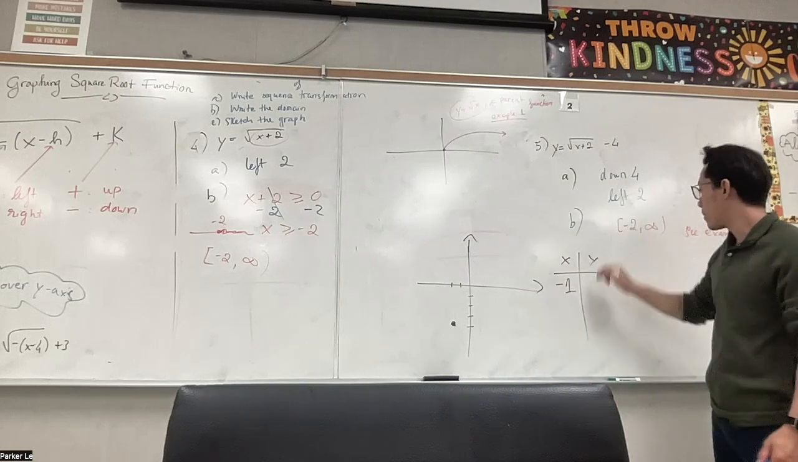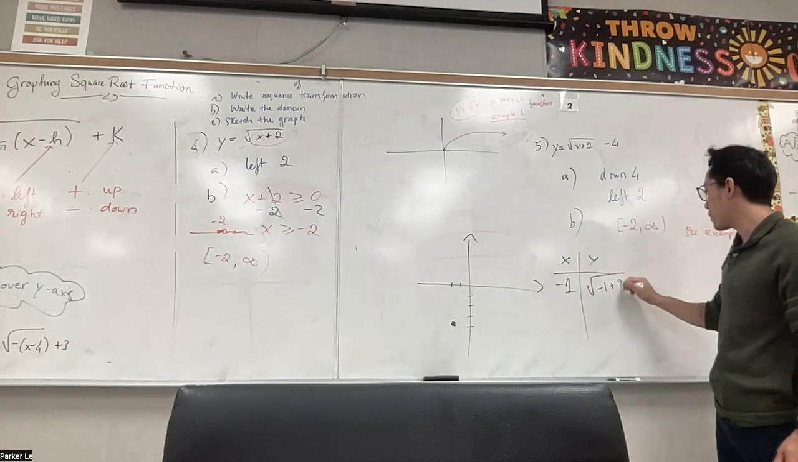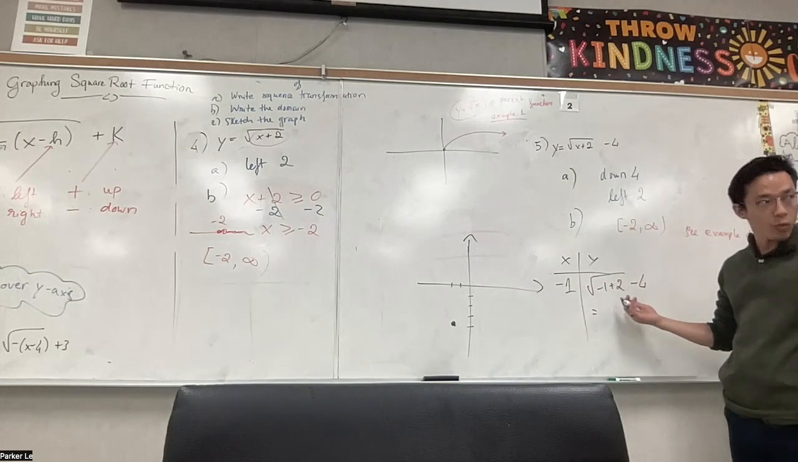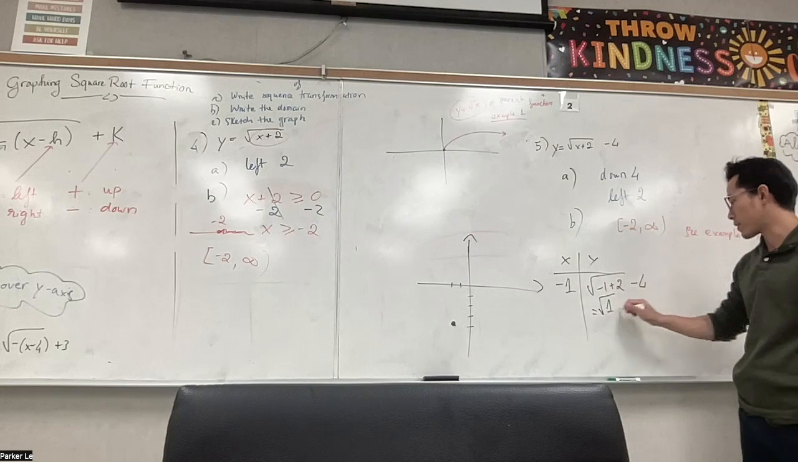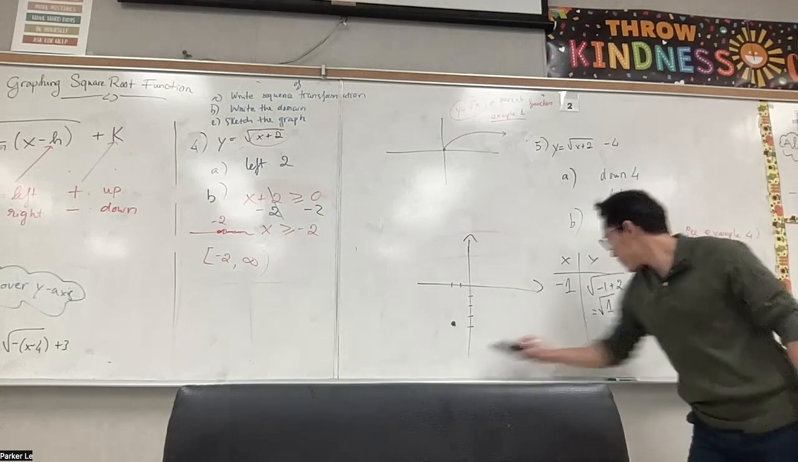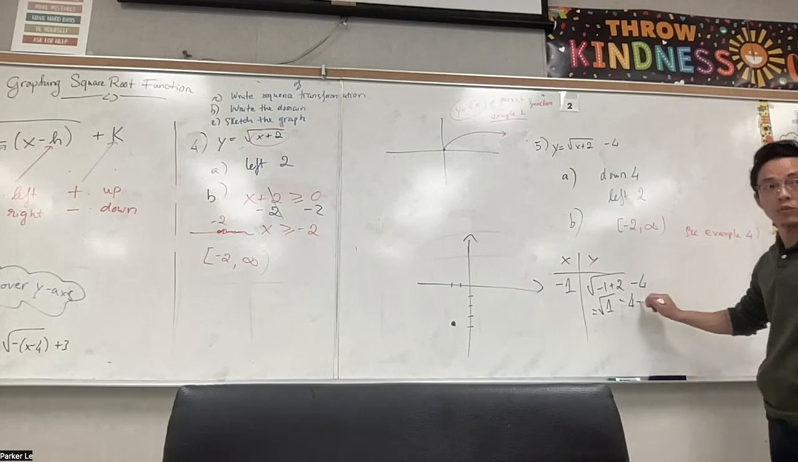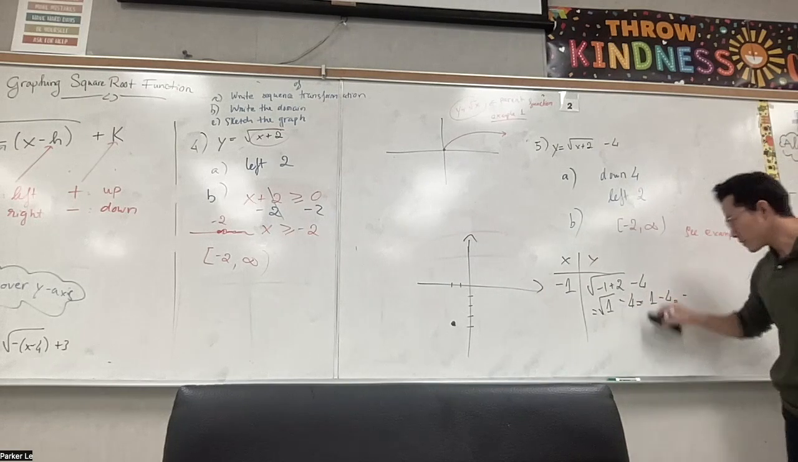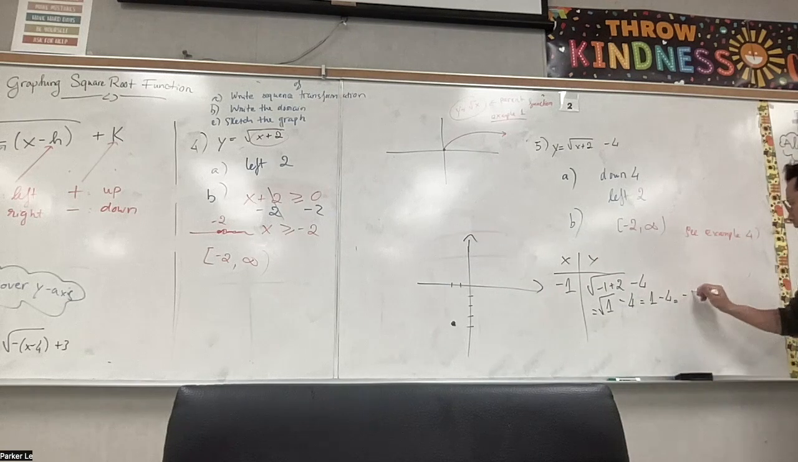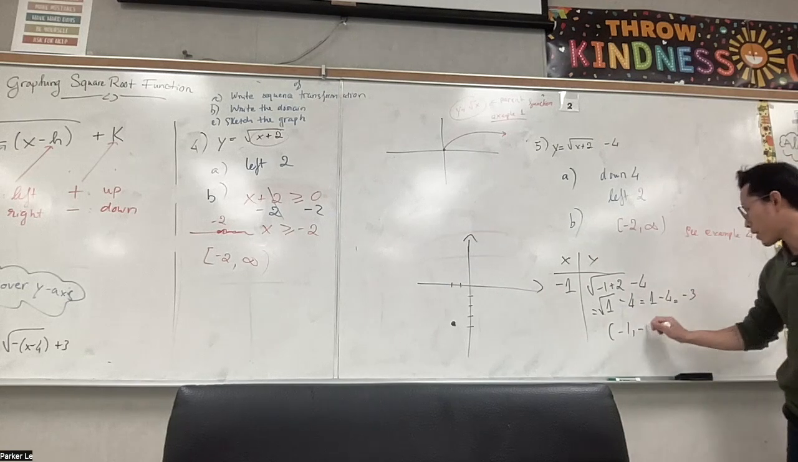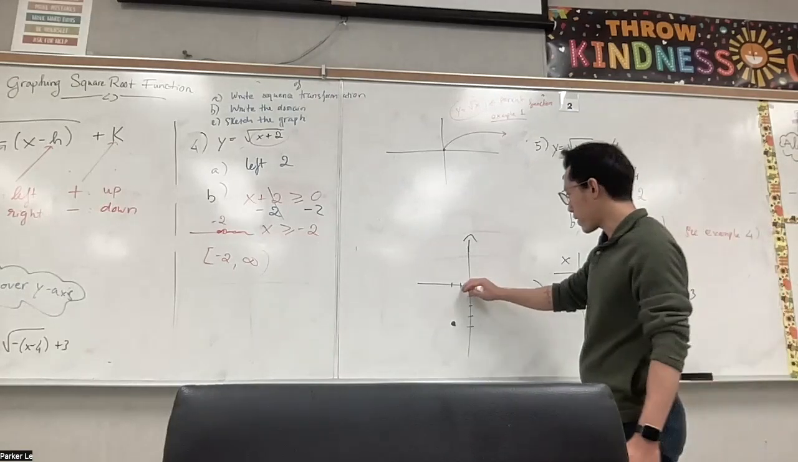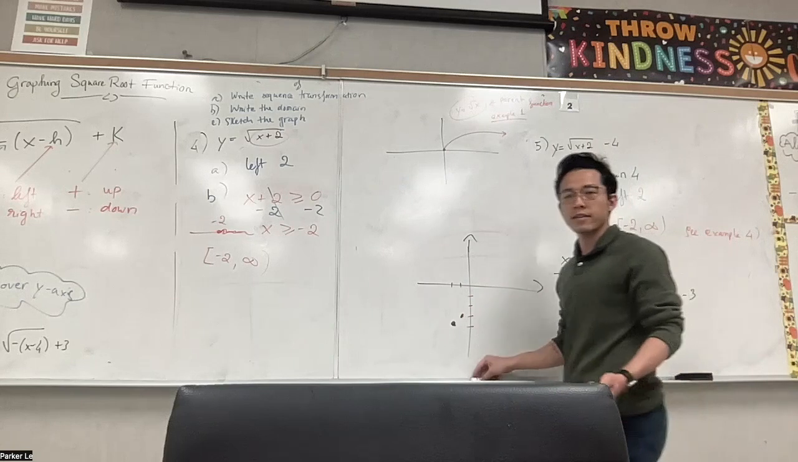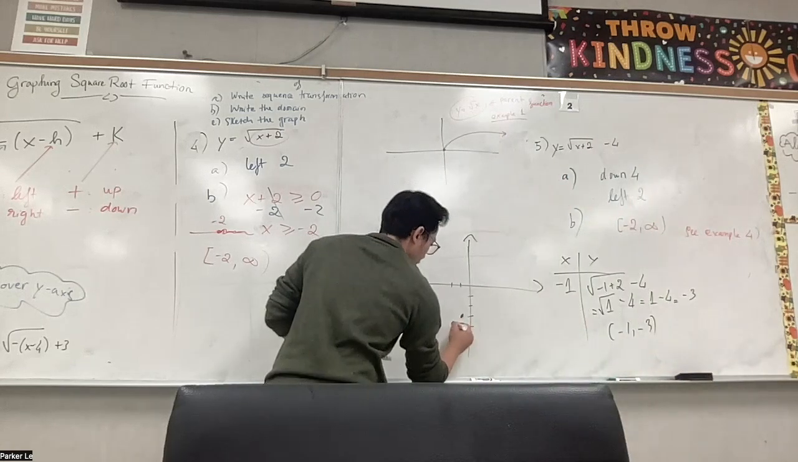So -1, in brackets I have -1 plus 2 minus 4. What is -1 plus 2? 1. That's why we chose -1. Square root of 1 minus 4. Square root of 1 is 1. And then 1 minus 4 is -3. So the point is -1, -3. -1, -3 right here. Do you see? The closer they are, the easier for you to draw it and connect them. Yeah.